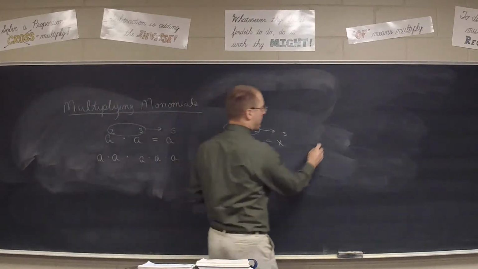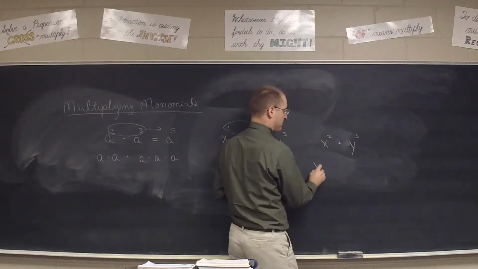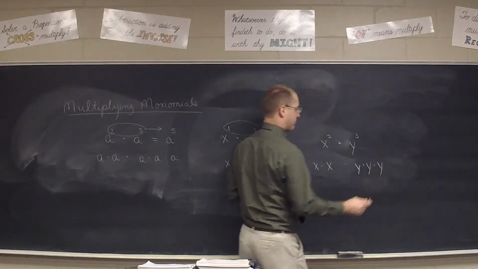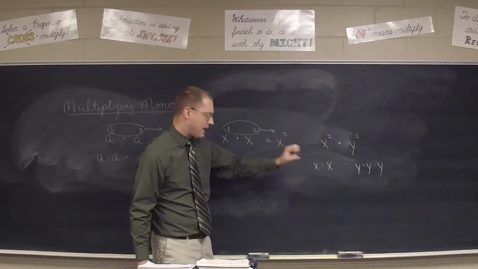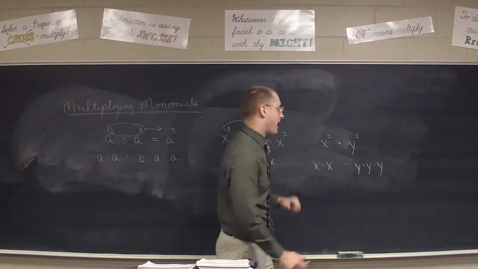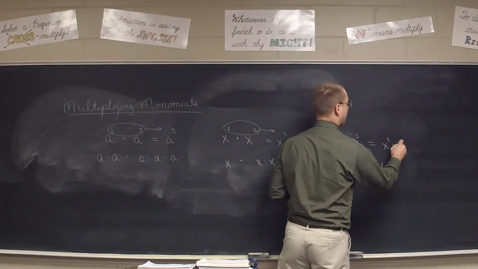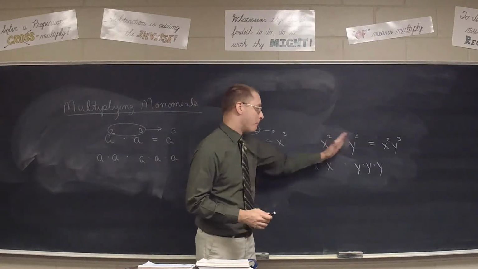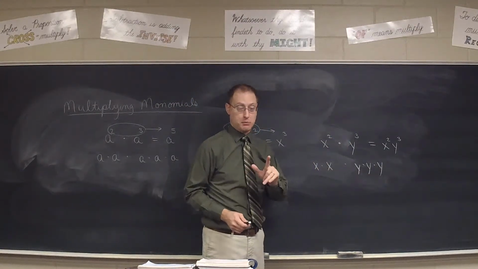But imagine for a moment I had an x squared times a y cubed. This means x times x times y times y times y. I do not have 5 of anything. I still have only 2 x's. I still have only 3 y's. So if I multiply x squared times y cubed, I get x squared y cubed, right? Because the bases don't match, I don't have 5 of anything. I do not add the exponents.